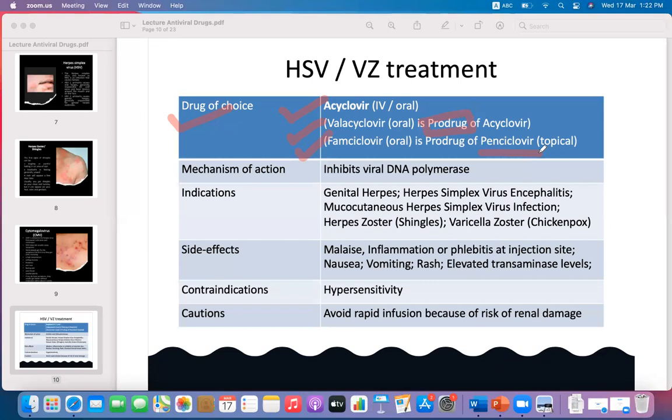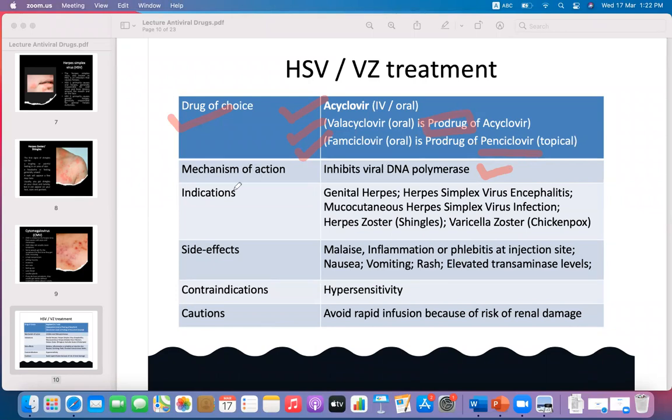Mechanism of action: they inhibit the viral DNA polymerase, as we discussed in the replication of the DNA virus. So acyclovir inhibits the viral DNA polymerase. This question will be useful for your MCQs. Which one of the following is the mechanism of action of acyclovir? And the option should be: inhibits the viral DNA polymerase.